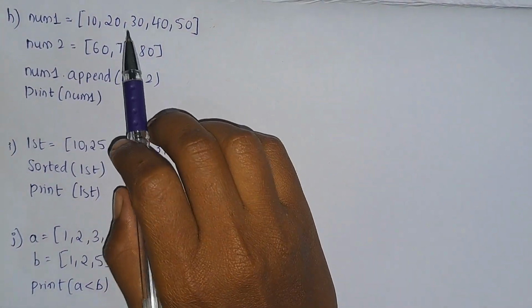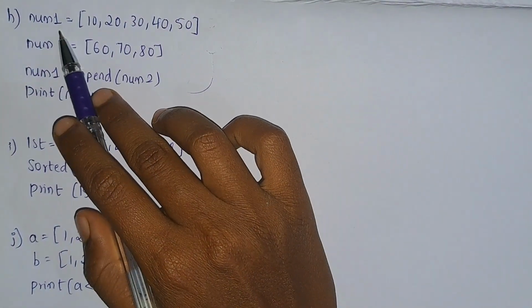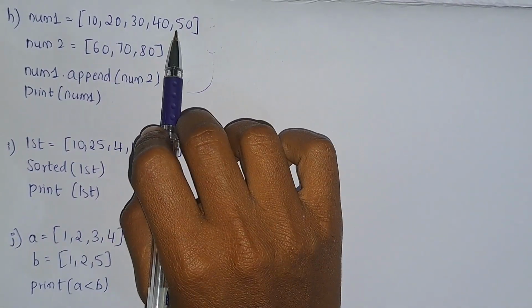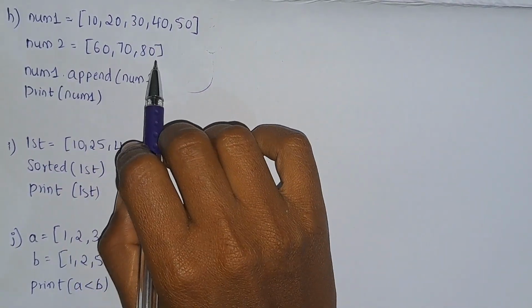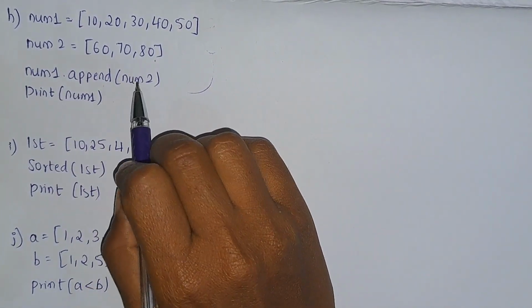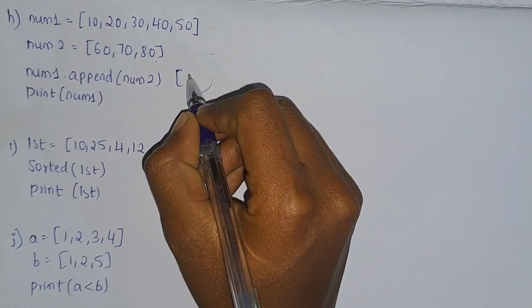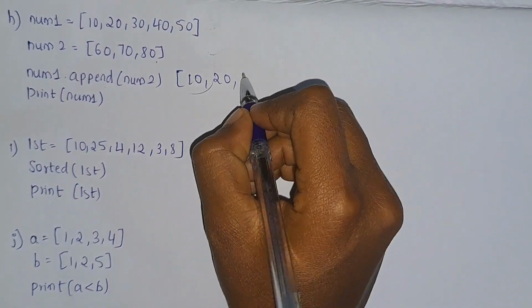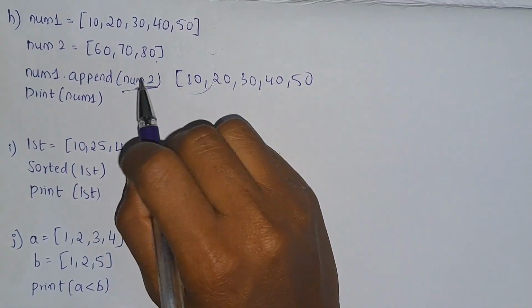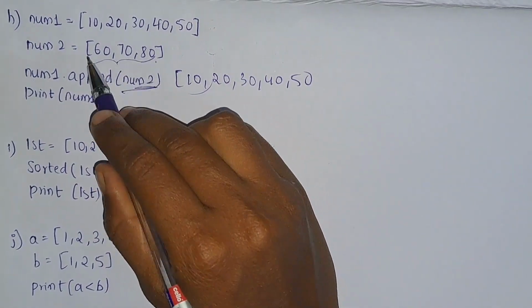For this code, let us check what will be the output. So here num1 is the list with these elements and num2 is the list with these particular elements. Now we are adding num1.append(num2). That means actually what is num1? It is 10, 20, 30, 40 and 50. Now what is your num2? It is a list containing these three elements.